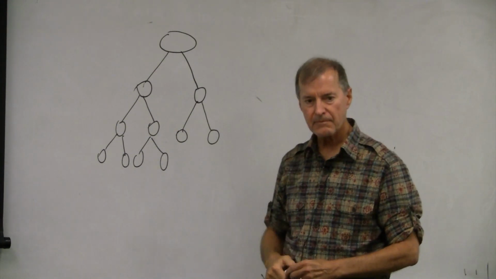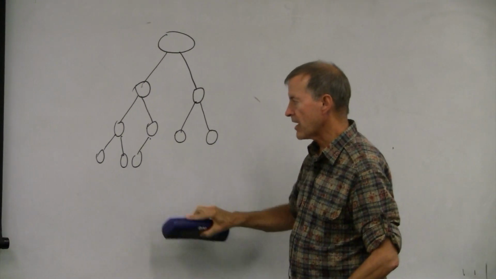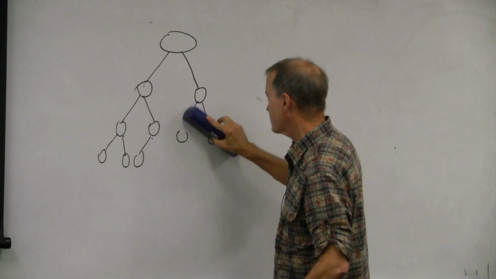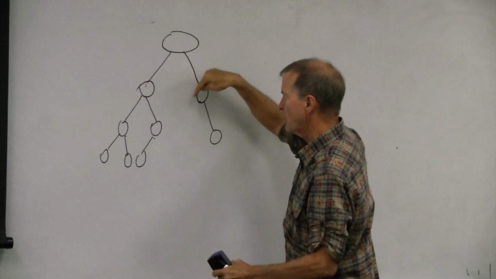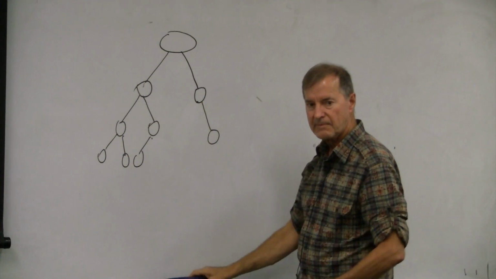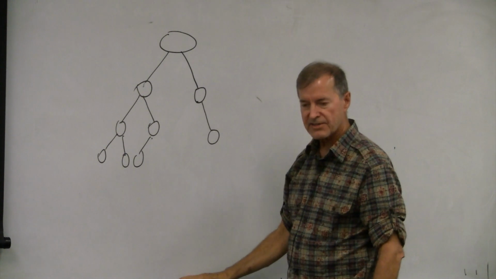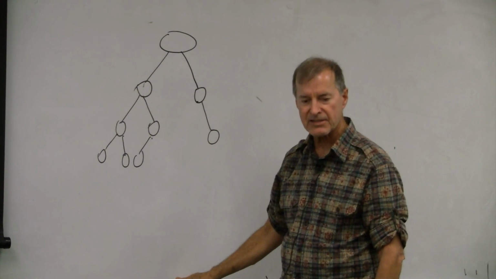If I erase this one, it still has a max heap shape. But if I erase this one, it doesn't, because there's a gap here. See, it's boom, boom, boom, boom, boom, nothing, boom. But at that point, is it even called a heap anymore? No, it's not. Because a heap has to have a max heap shape, and it has to have a max heap order.